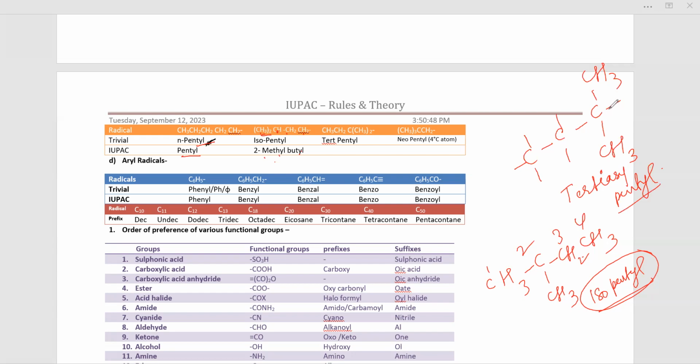Why tertiary pentyl? See, because this carbon, where valency is available for attachment, is further attached with three more carbon atoms. So it is tertiary. This is tertiary pentyl. This is isopentyl. And a straight chain, that is normal pentyl. And if below and above, this carbon is having two radicals below as well as above, then this will be tertiary pentyl. Now see one more.